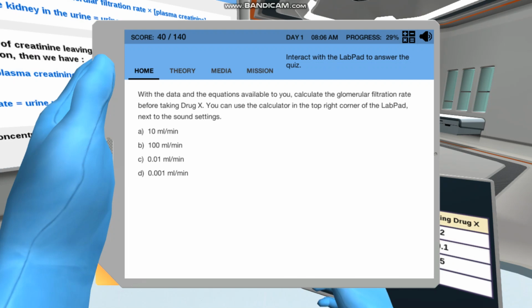With the data and the equations available to you, calculate the glomerular filtration rate before taking drug X. You can use the calculator in the top right corner of the lab pad, next to the sound settings.